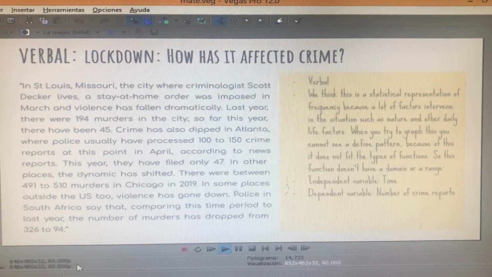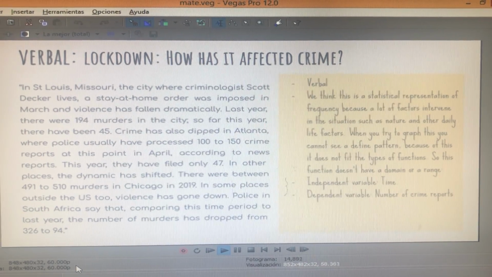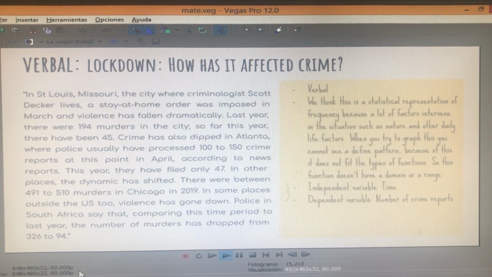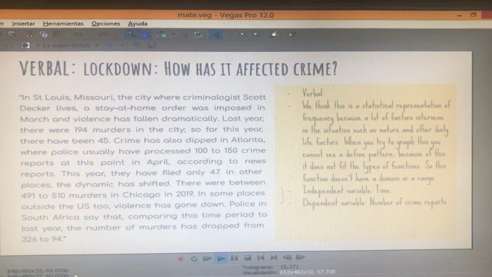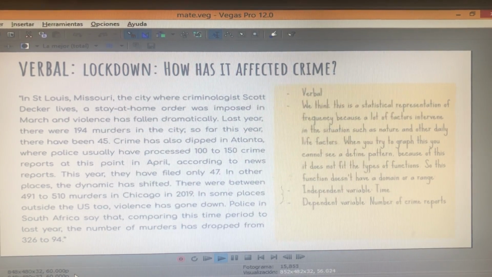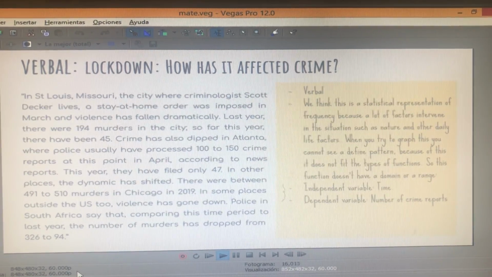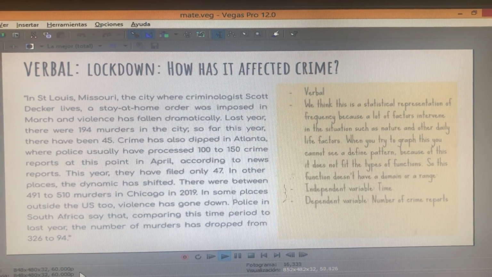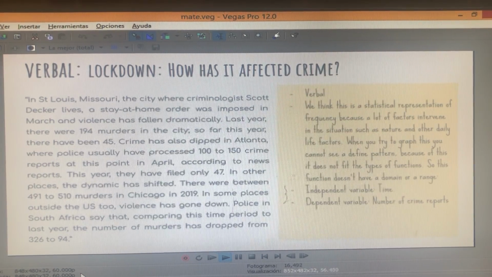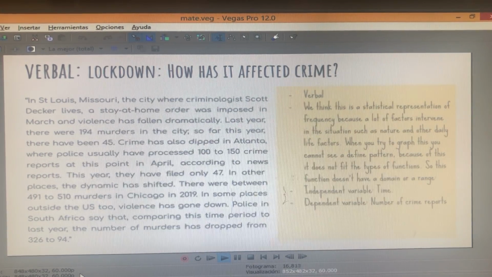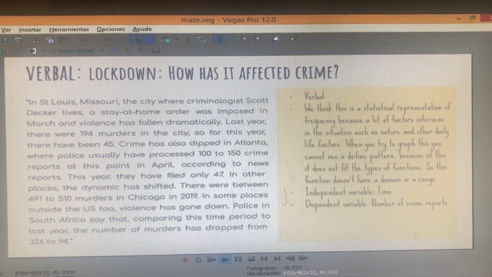Next function is a verbal function. It's about the lockdown and how has it affected the crime. We think this is a statistical representation of frequency because a lot of factors intervene in the situation, such as nature and other daily life factors. When you try to graph this, you cannot see a defined pattern. Because of this, it does not fit the types of the function. So this function doesn't have a domain or a range.